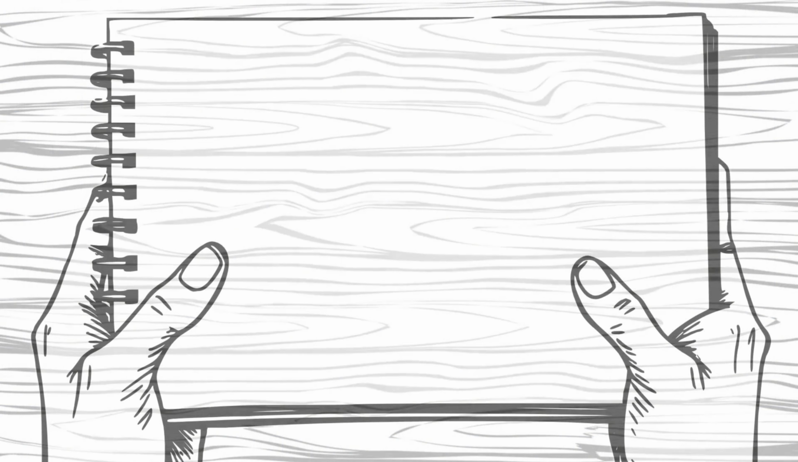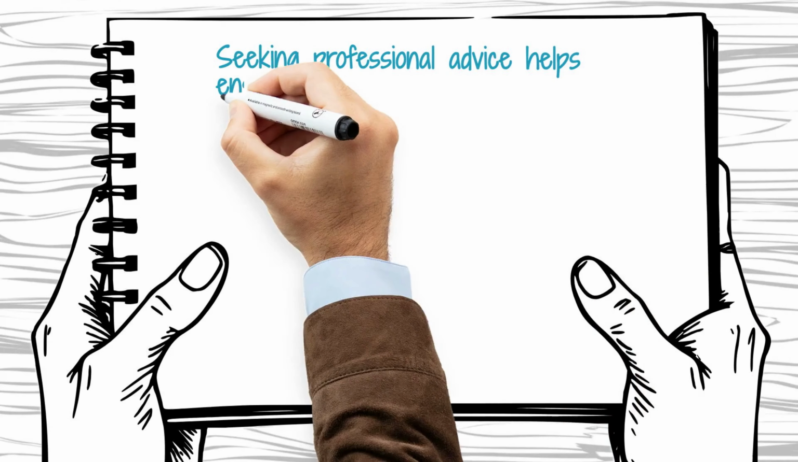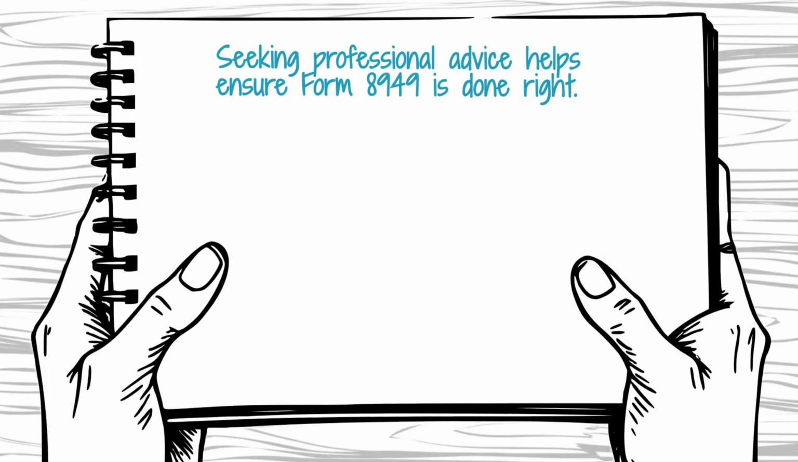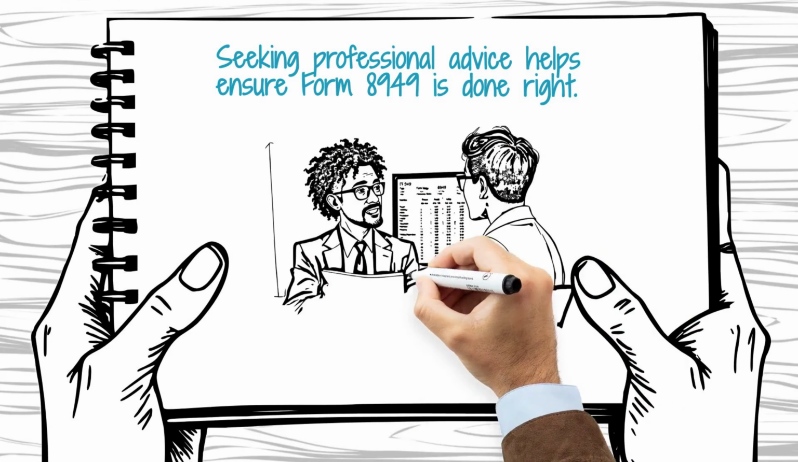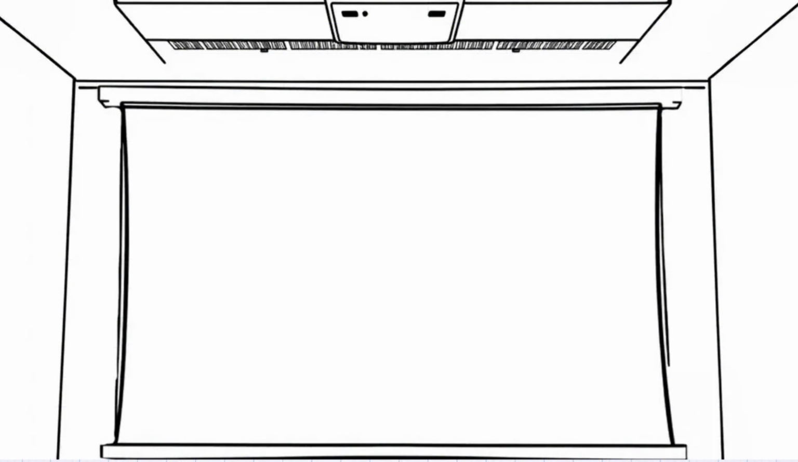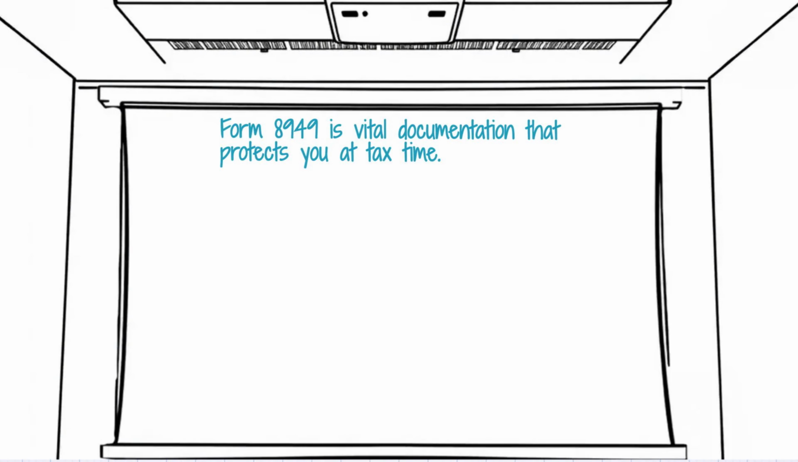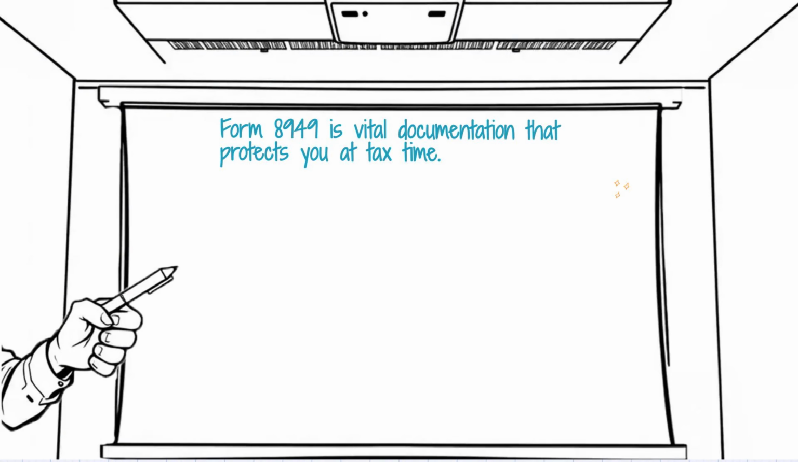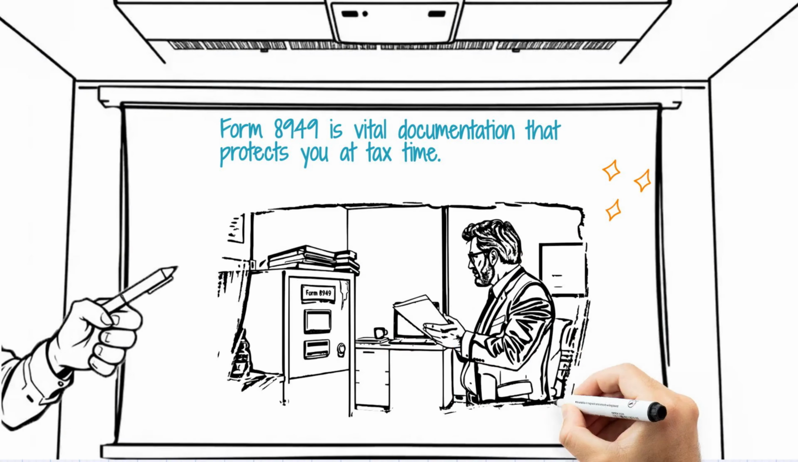Because of this, it's often wise to seek professional tax advice. A qualified tax professional or CPA can help ensure Form 8949 is completed correctly, that gains and losses are reported accurately, and that your return aligns with current IRS requirements. Think of Form 8949 not just as paperwork, but as documentation that protects you. Getting expert guidance can provide clarity, reduce risk, and give you confidence that your taxes are filed the right way.